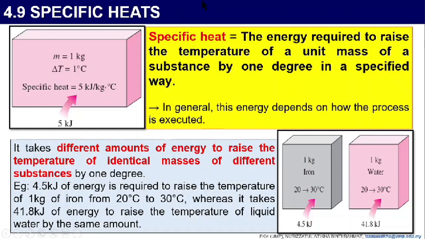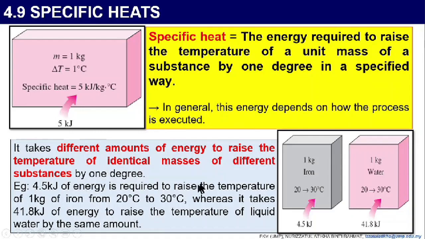Alright, so we move on to the specific heat. In chapter 1, we already learned about the definition of specific heat. I hope you still remember. Specific heat means the energy required to raise the temperature of a unit mass of a substance by 1 degree in a specified way. In general, this energy depends on how the process is executed. It takes different amounts of energy to raise the temperature of identical masses of different substances by 1 degree.